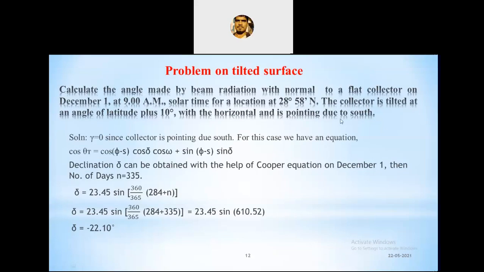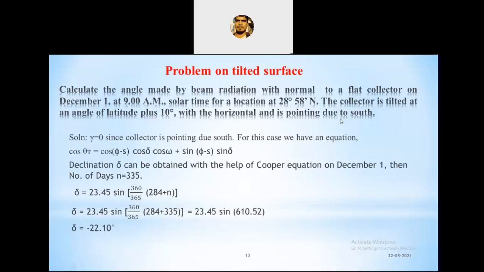If it is pointing towards the south, we already said that gamma is equal to 0. If gamma is equal to 0, it means it is pointing towards the south. Inclination is towards the south. At the beginning of the equations only, I told that. In most of the cases we consider the collector angle towards the south. If it is towards the south, then gamma is equal to 0.